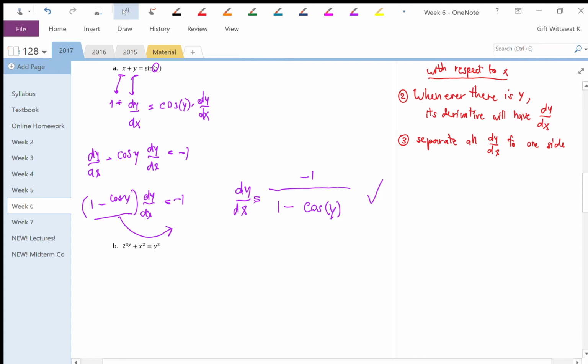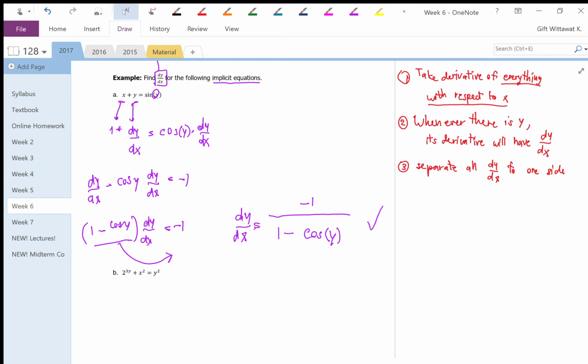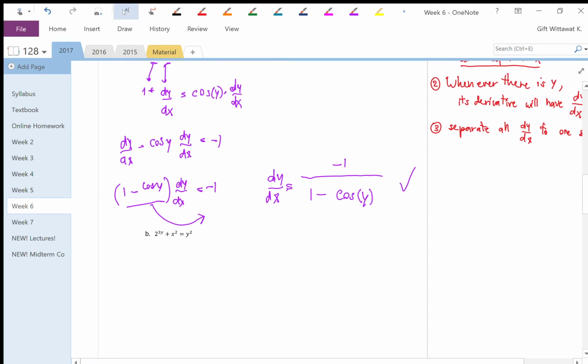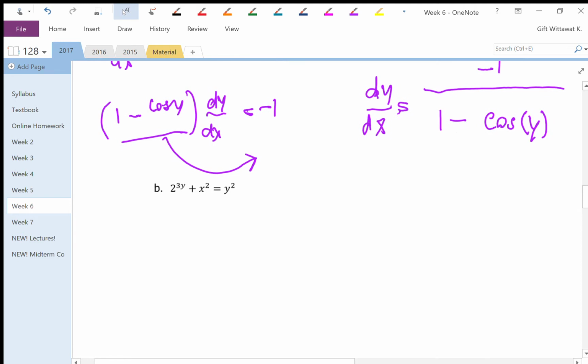So it's not that bad. Let me try again. My second function is 2 to the 3y plus x squared equal to y squared. Once again, this is an implicit function. There's no easy way I can separate the x from the y and just take the derivative. So I'm going to have to use implicit differentiation, and I will do what I said I would do.